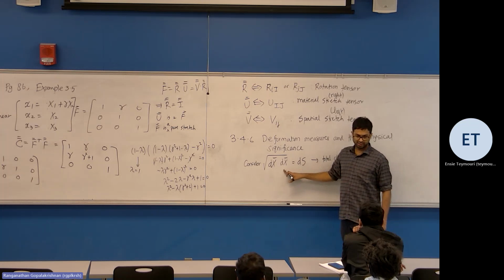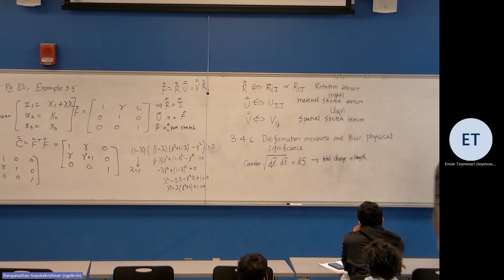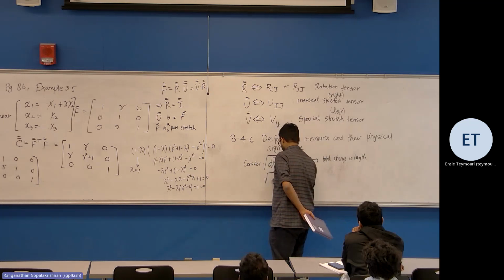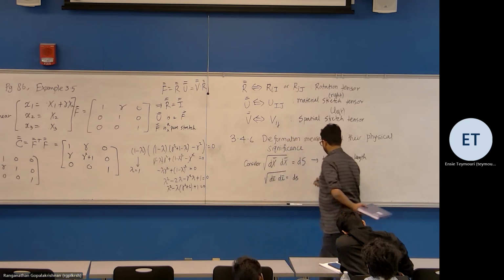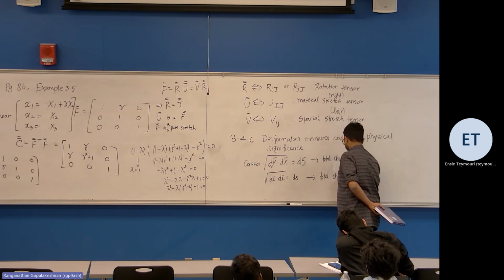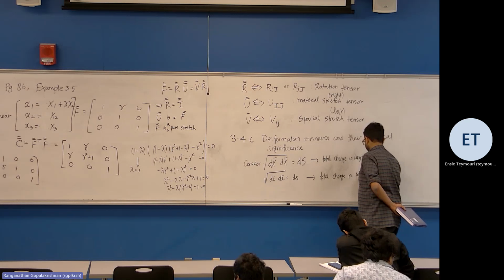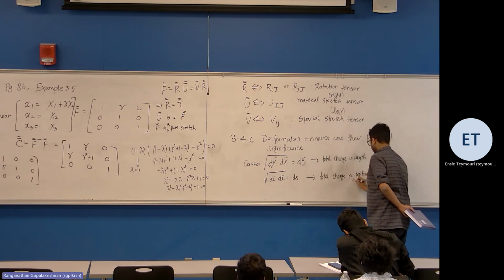Okay, so ds is the square root of dx dot dx, and if I consider the square root of dx spatial dot dx spatial, I can write this is ds. This would be the total change in position or linear position.